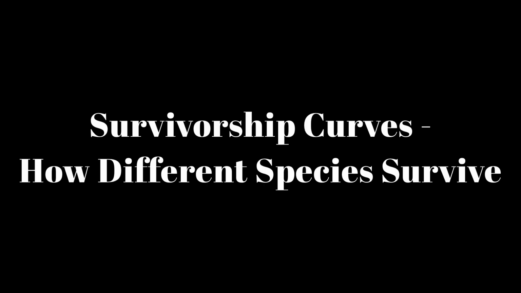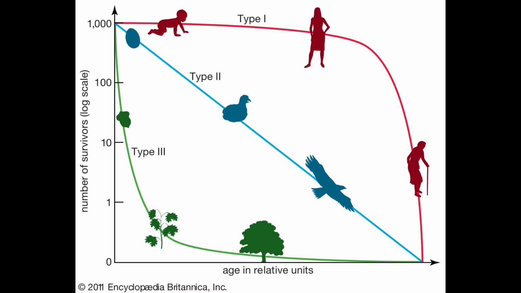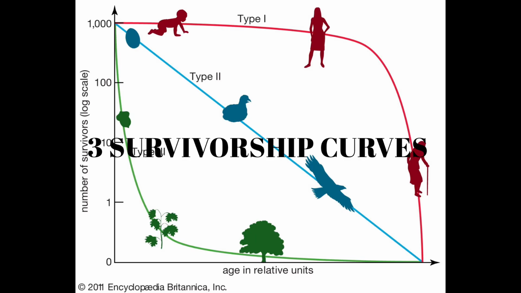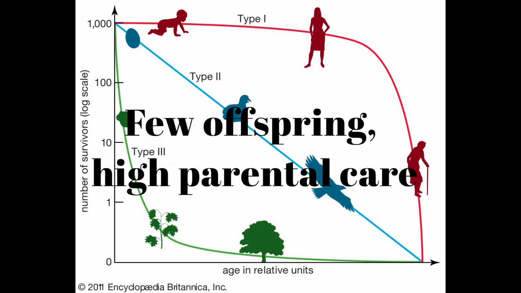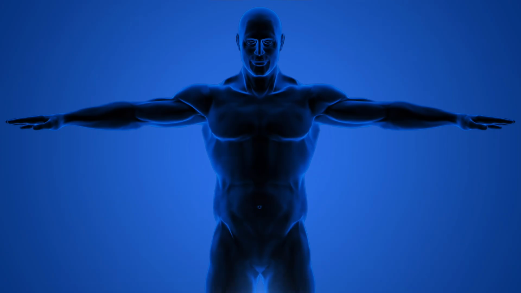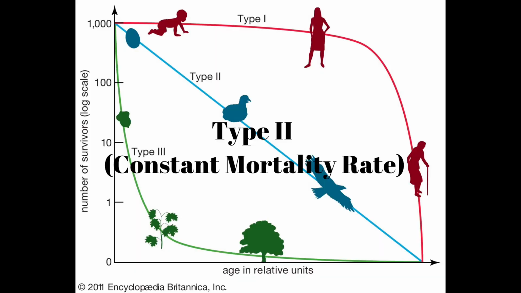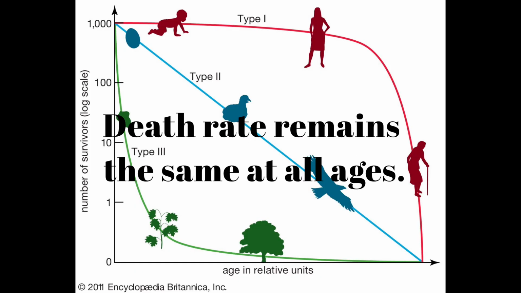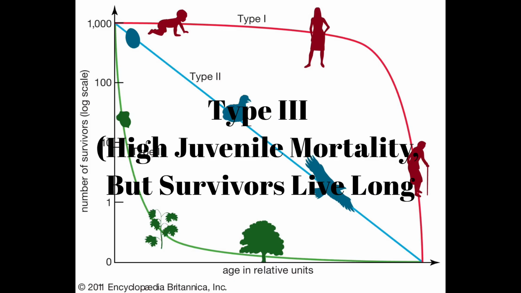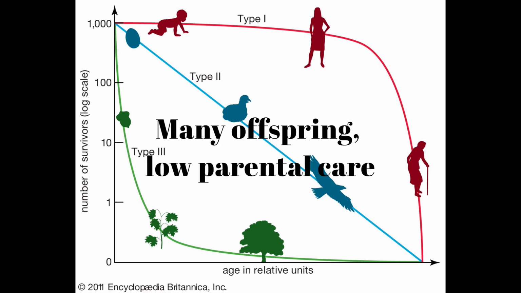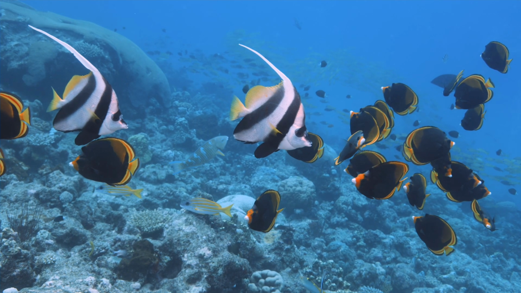Survivorship curves, how different species survive. Populations follow one of three survivorship curves. Type 1, high survivorship at young age. Few offspring, high parental care. Example, humans and elephants. Type 2, constant mortality rate. Death rate remains the same at all ages. Example, birds. And type 3, high juvenile mortality, but survivors live long. Many offspring but low parental care. Examples are frogs and fish.